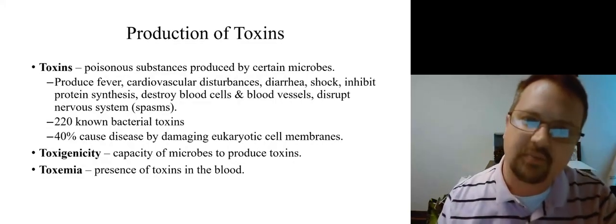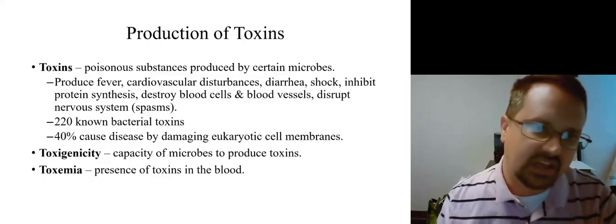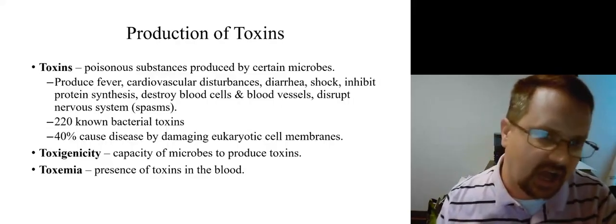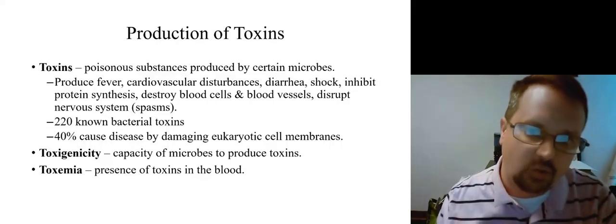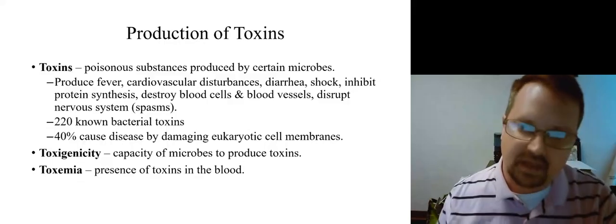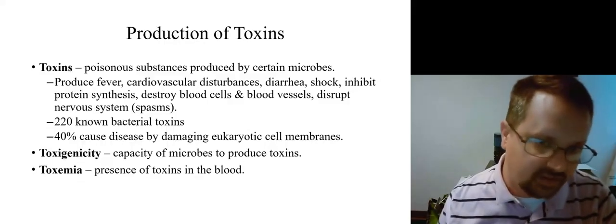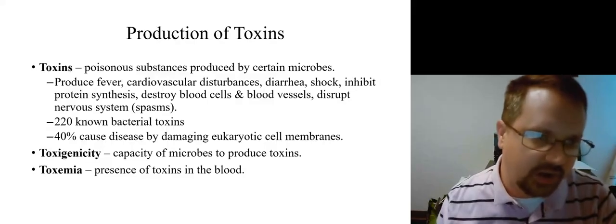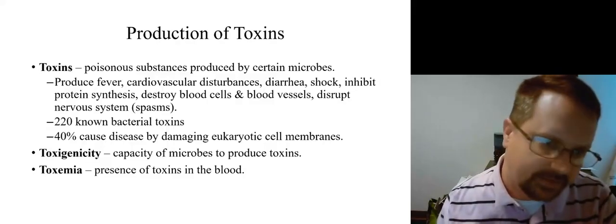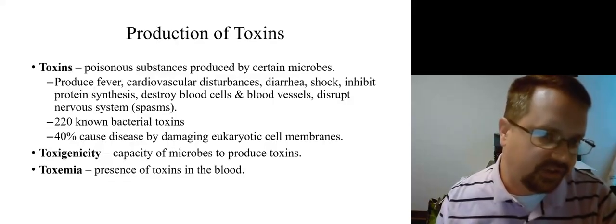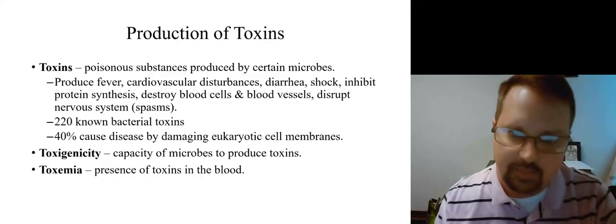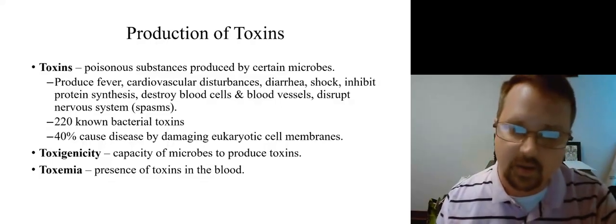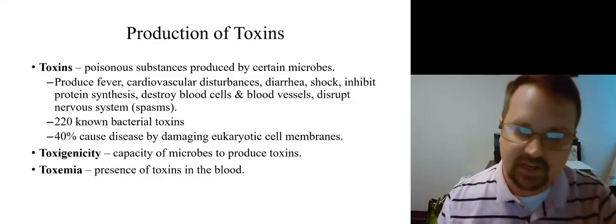Toxins are poisonous substances made by certain microbes. They can induce a lot of things like fever, cardiovascular issues, severe diarrhea, shock. They can destroy protein synthesis, destroy red blood cells causing hemolysis, cause blood vessel damage, disrupt the nervous system causing spasms, neurological damage, things like that. There are about 220 known bacterial toxins since I wrote this. And 40% of disease-causing toxins cause disease by damaging the eukaryotic cell membrane. So they directly damage it. Toxigenicity is the capacity of a microbe to produce toxin. Toxemia is having toxins in your blood.